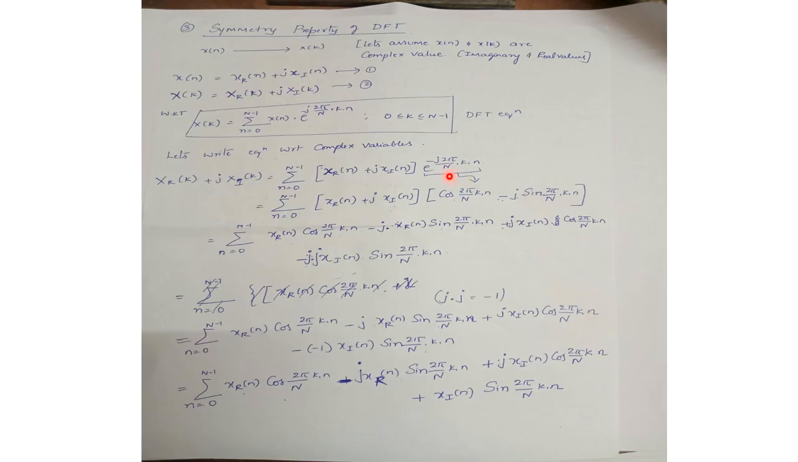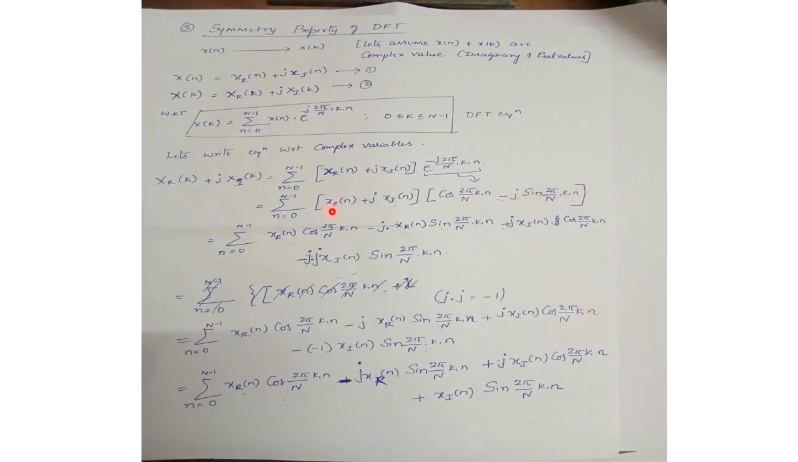So let us expand e to the power of minus j 2 pi by N into kn. It is Euler's formula, which is very common. You need to remember that e to the power of minus j theta is cos theta minus j sin theta. So this is the expansion of the formula. So e to the power of minus j 2 pi by N kn is represented as cos 2 pi by N kn minus j sin 2 pi by N kn.